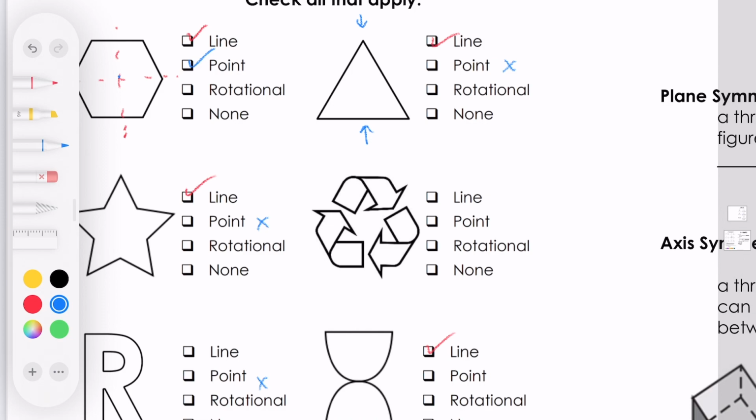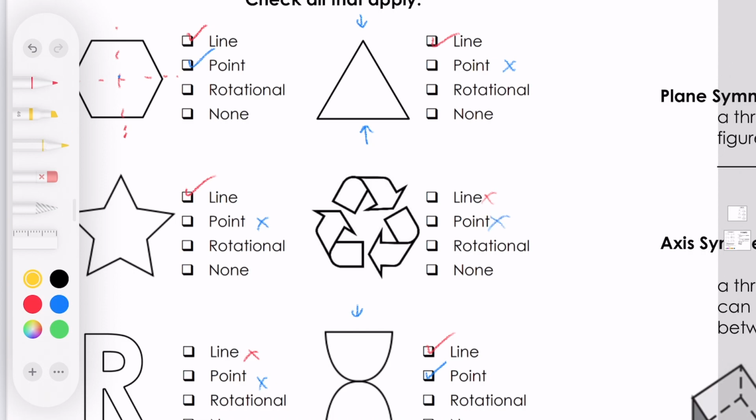The same is true for the star and the R and even the recycling sign. Once you're looking at it upside down, it does not have point symmetry. It's not the same figure that you're looking at. All right, and let me go ahead and put my X's there so we know that we're keeping track of all of these, that they don't have line symmetry or point symmetry.